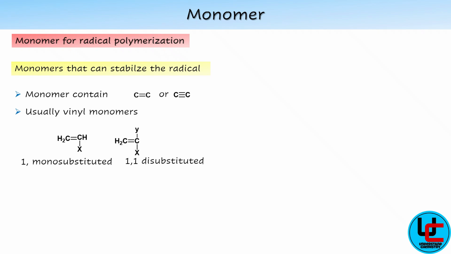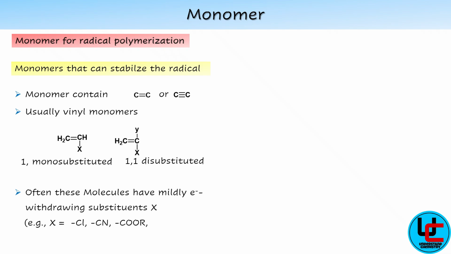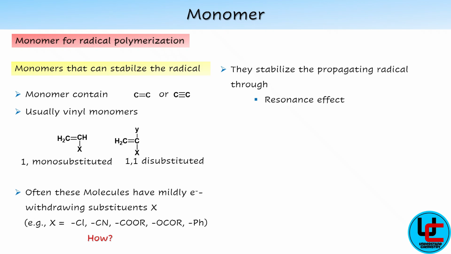At the end of the discussion, I will also show you examples of some monomers that cannot be polymerized by radical polymerization and why. The nature of the substituent X is crucial to understand whether a monomer is suitable for radical polymerization. Often, the molecules having mildly electron withdrawing substituents X, for example, chloride, cyano group or nitrile group, esters, acetates like OCOR, or phenyl groups, are favored for radical polymerization. These groups stabilize the propagating radical through resonance effect, inductive effect, and hyperconjugation, also called no-bond resonance.